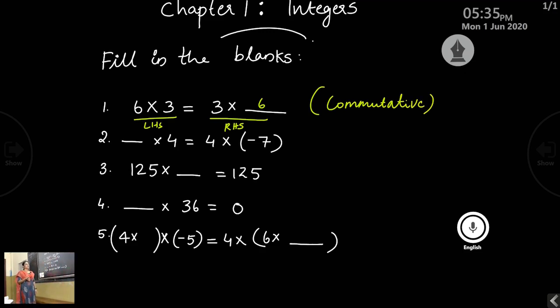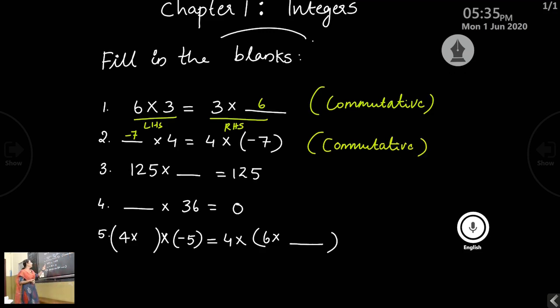Second one, dash into 4 is equal to 4 into minus 7. Here also we can apply commutative property. That means you can multiply two integers in any order. So this also satisfies commutative property.